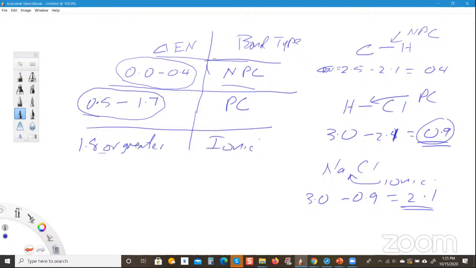So that's basically the criteria that is used to determine whether a bond is polar, nonpolar, or ionic, and let me just say that this is not a universal criteria. In different textbooks, you'll see slightly different ranges. But for our purposes, this is what we'll be working with. For nonpolar covalent, the difference in the electronegativity values would be 0.0 to 0.4. For polar covalent, the difference would be 0.5 to 1.7. And for ionic bonds, the difference would be 1.8 or greater. All right. Any questions about this?